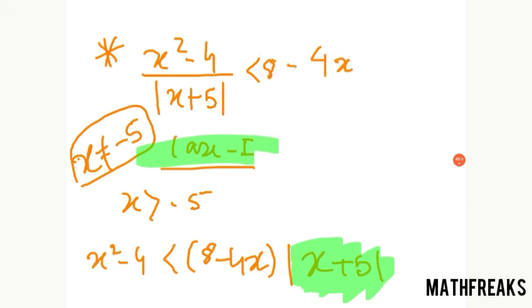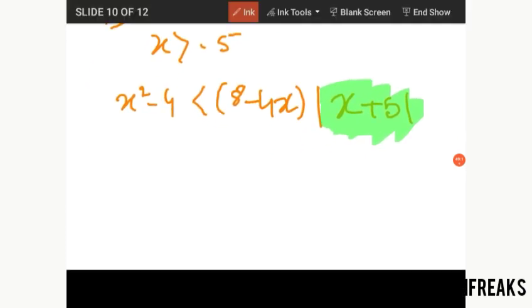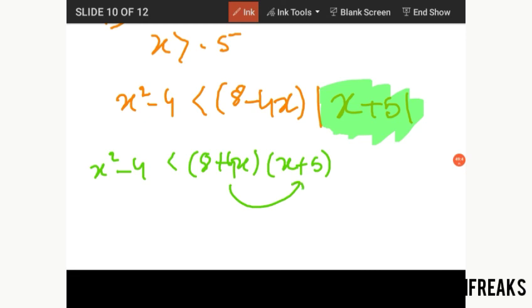So simply what we can write from here is x squared minus 4 is less than 8 plus x multiplied by x plus 5. Correct. Now if you do the simplification and you transfer the RHS to LHS, what you're going to get is, wait a bit.